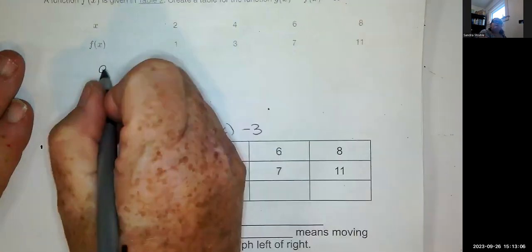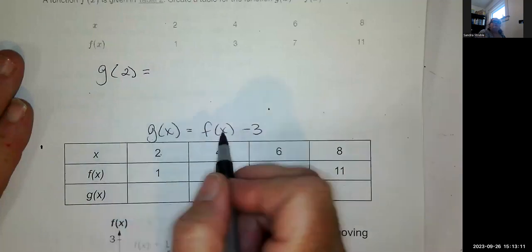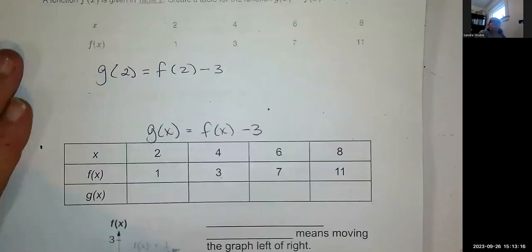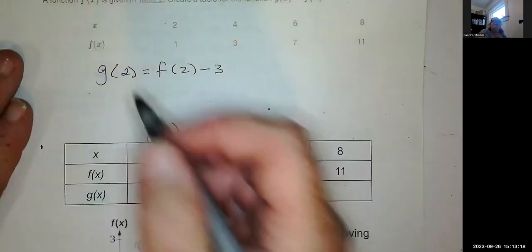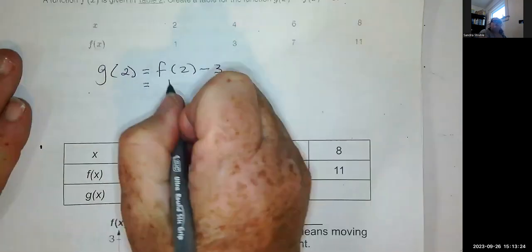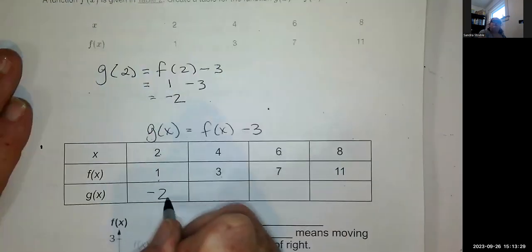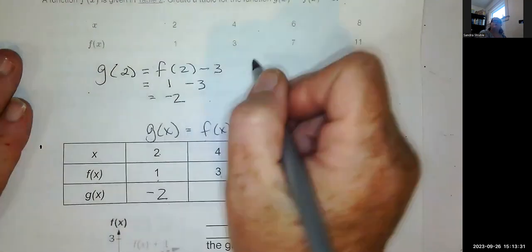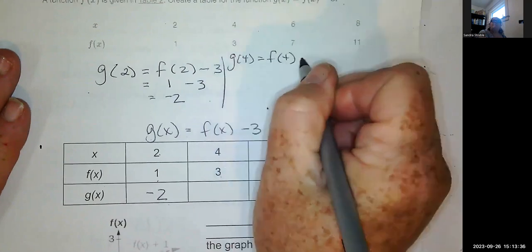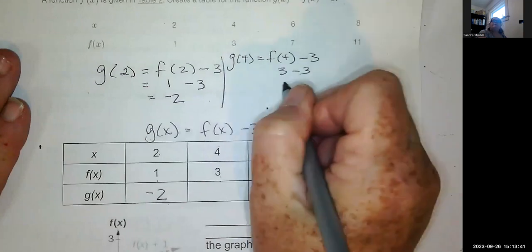Well, if we're looking at g of 2, g of 2 is going to equal f of 2 minus 3. Okay, this is probably a little bit better than what we did in class. And so now g of 2 is equal to, well, f of 2 is 1, minus 3 is -2. We're going to do the same thing for the other 3 numbers. G of 4 is equal to f of 4 minus 3. F of 4 is 3, minus 3 is 0.